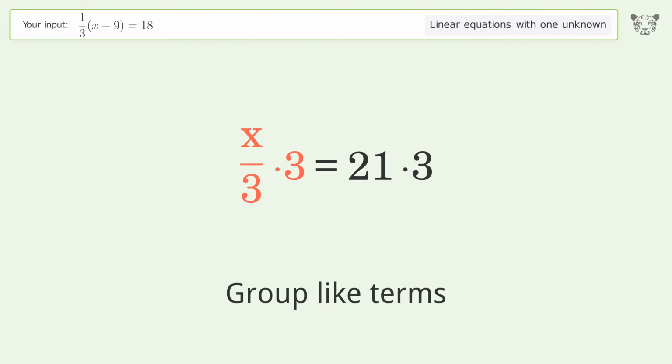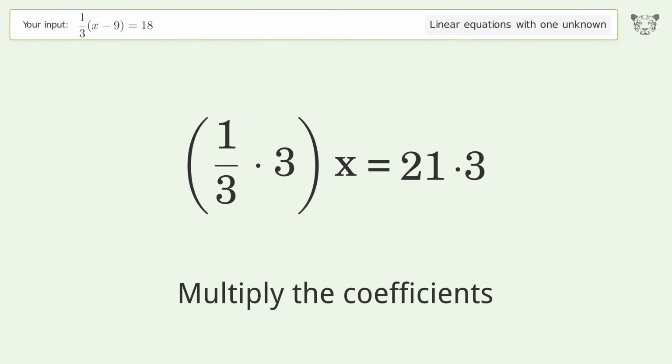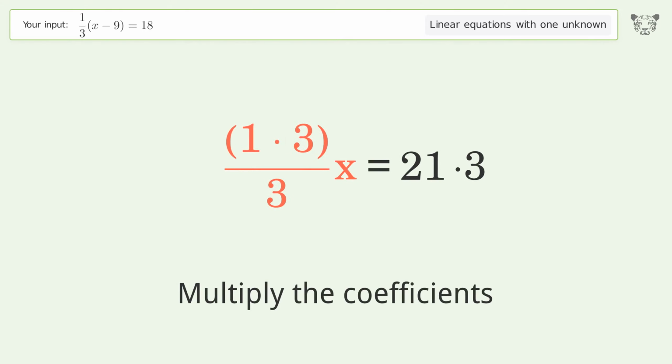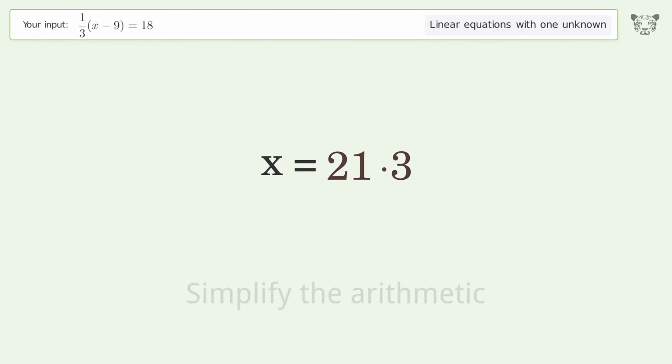Group like terms. Multiply the coefficients. Simplify the fraction. Simplify the arithmetic. And so the final result is x equals 63.